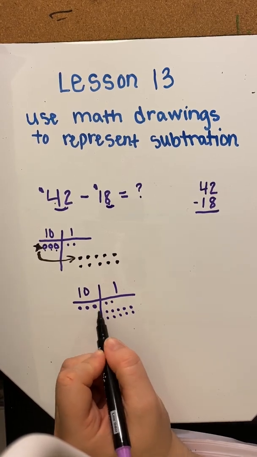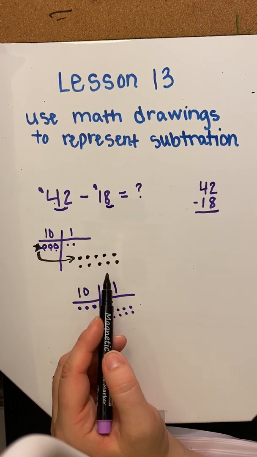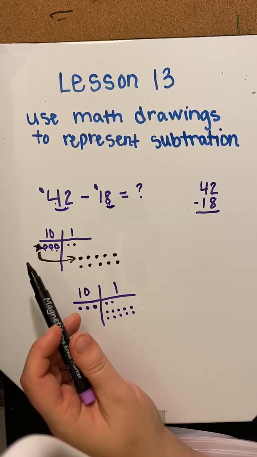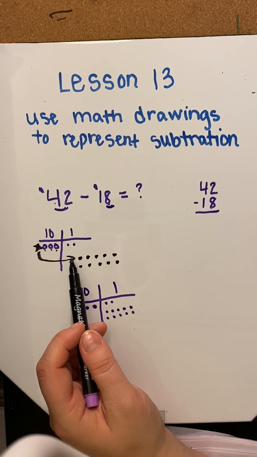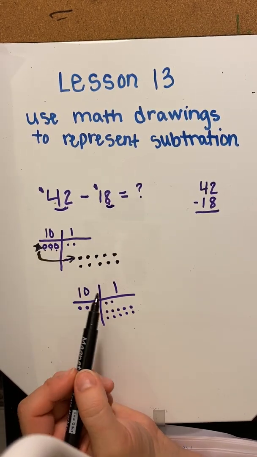And remember, we still need to take the full 10 over. Even though we might not need it all, we still need to take the whole thing over because we need to debundle, take apart a whole bundle of 10, okay?